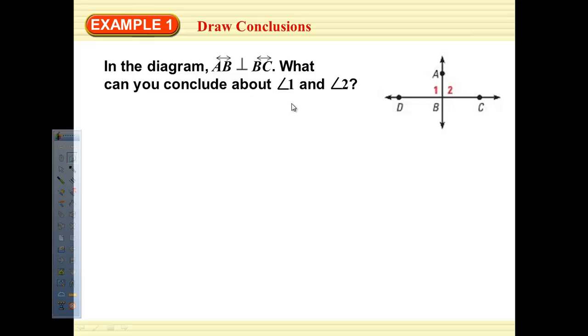We're going to look at the last couple of theorems in this chapter and use them to either prove things or make conclusions about different drawings. In this case, we know that line AB and line BC are perpendicular, and we want to make a conclusion about angles 1 and 2. Well, since they're perpendicular, we know that perpendicular lines form 4 right angles. So therefore, we know 1 and 2 are right angles, and they're congruent to each other because they're right angles.